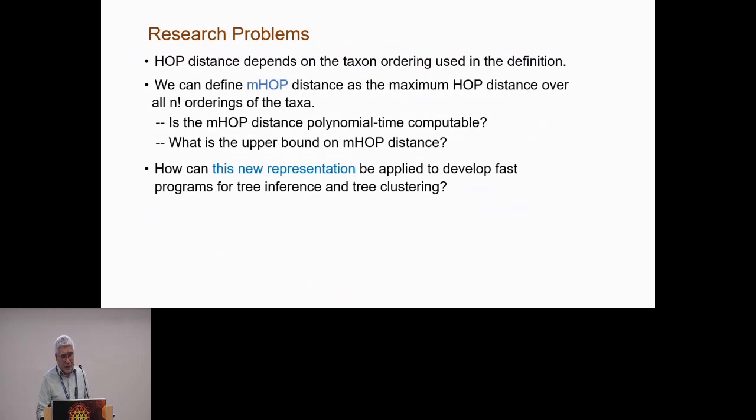The last question is the most important one: how can this new representation be used to develop faster programs for tree inference and tree clustering? It may take a long time to answer this question. I think this is the most important one, at least for us. So I think that's it. Thanks.